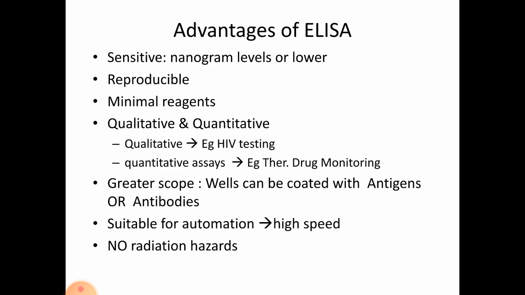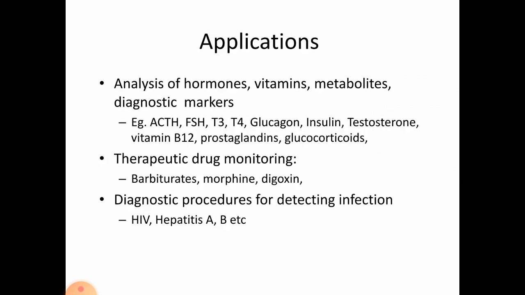Advantages of ELISA: it is sensitive, it is reproducible, needs minimal reagents, and quantitative and qualitative experiments can be done. It has greater scope because the wells can be coated with antigen or antibodies. It is also suited for automation; fully automated machines can operate the ELISA. It also has no radiation hazards as in radioimmunoassay.